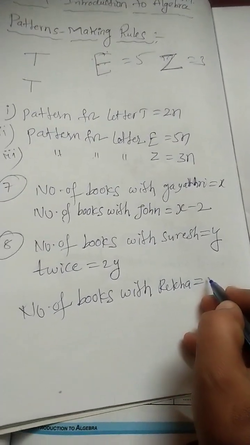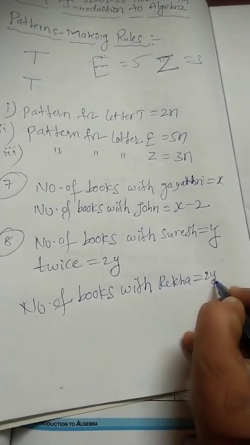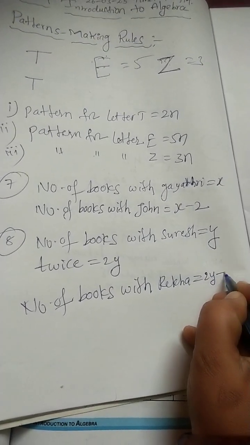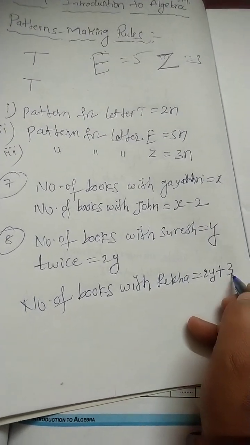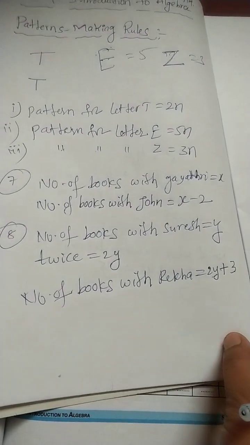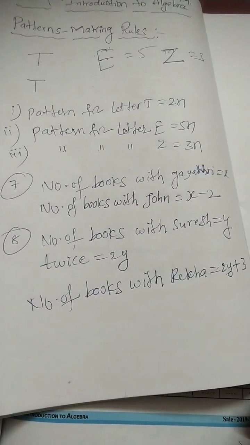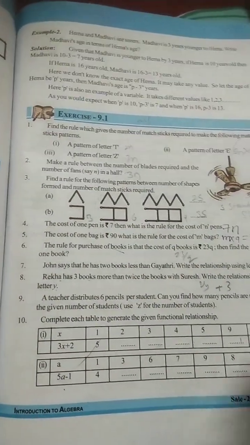Okay. Number of books with Suresh, twice of number of books with Suresh, and 3 books more. More means plus 3 extra. So 2y plus 3. Number of books with Rekha, 2y plus 3, is the answer. 8th question. Okay. Next is 9th question.